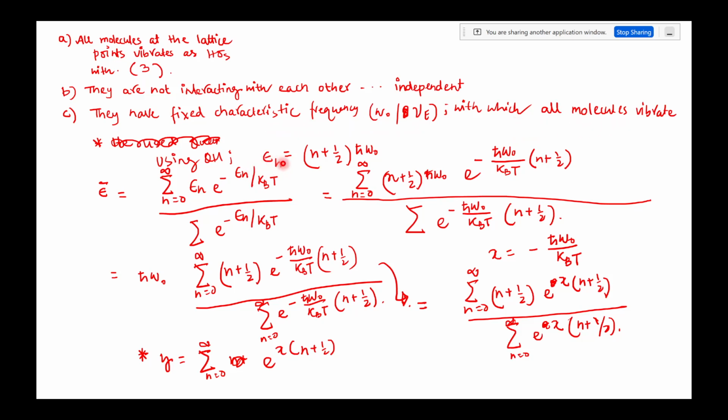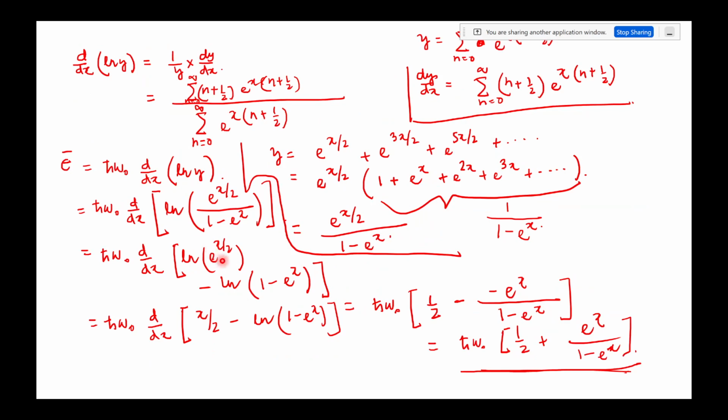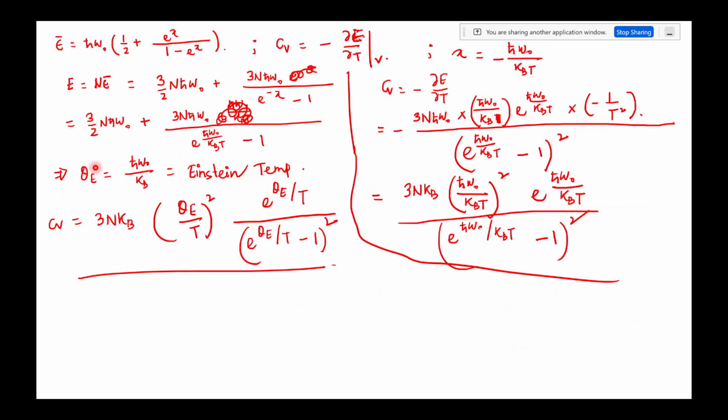Now we have used only the quantized energy of the harmonic oscillator, which is (n plus half) h bar omega. We have calculated the E average, the average energy per molecule, and after that the total energy, which is E equals number of molecules times average energy. Then we get the specific heat by using the thermodynamic relation dE/dT keeping V fixed, and we get this complicated figure.